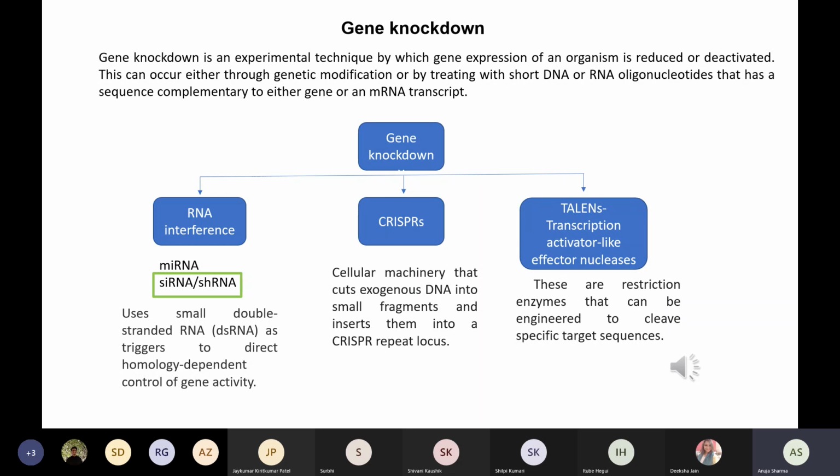They mainly use homology-dependent control of gene activity. Next, CRISPR. CRISPR-associated genes encode cellular machinery that cuts exogenous DNA into small fragments. On the other hand, TALENs are small nucleases that have two important functional components, a DNA binding domain and a DNA cleaving domain, and they can be designed specifically to cleave a specific site.